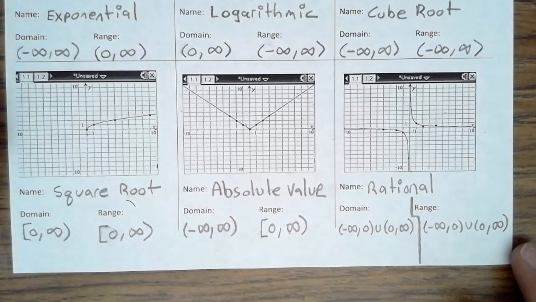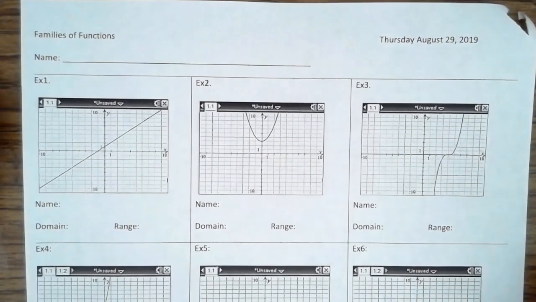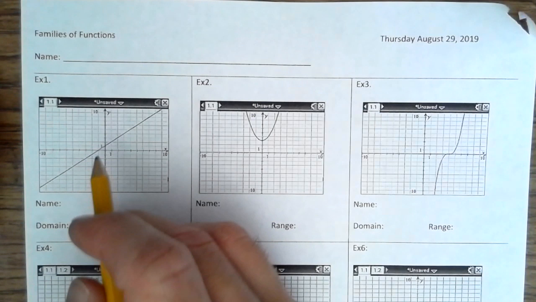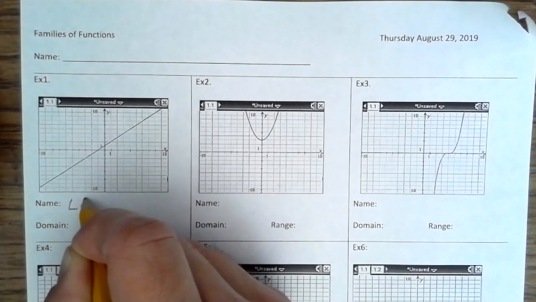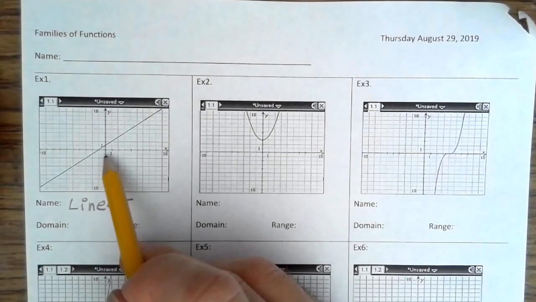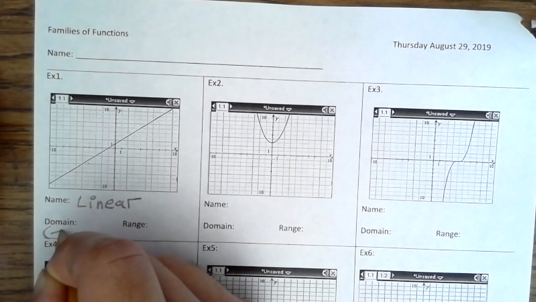All right, so now let's take a look at the examples. Example 1. The parent function of this function is linear. Even though it had a transformation of up 1 unit, domain and range for linear are always negative infinity to positive infinity.